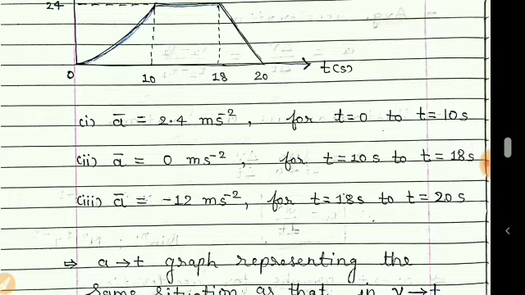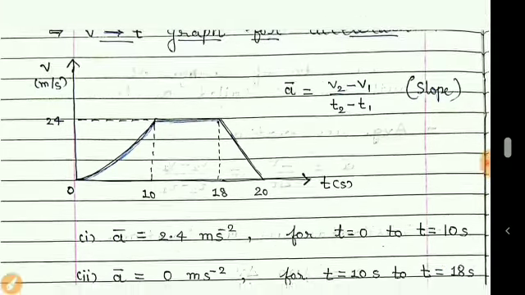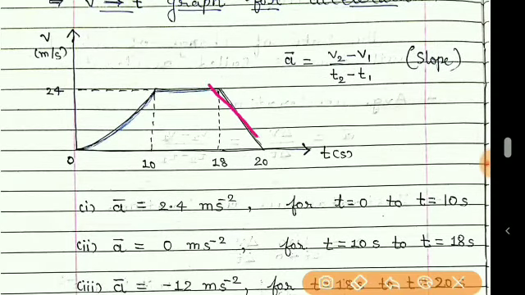Then now the last part. In the last part of the graph, we can say that here the graph is a straight line going downward. First we will see that it is a straight line, meaning acceleration is constant. In a velocity-time graph, if a straight line is there, then it shows that the acceleration is constant, but it is downward, and so the acceleration will be negative. So now let us find this acceleration.